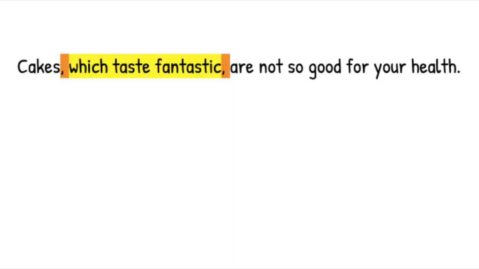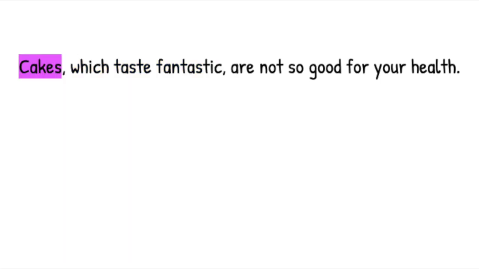I've highlighted the commas here in orange. It is really important to surround the relative clause with a comma at the start and a comma at the end. Then the final part of the sentence adds detail to the opening noun. The opening noun was cakes, and then are not so good for your health adds extra detail to your sentence.